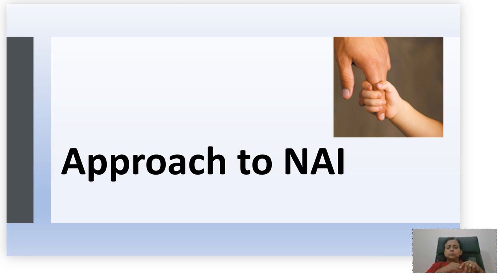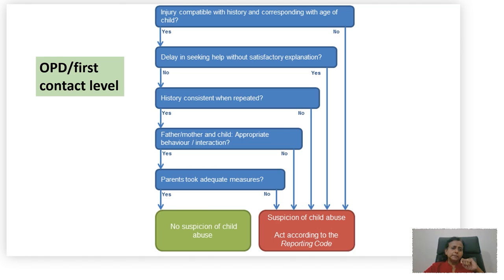So how do you approach this type of problem? Up to now we were looking at the clinical features and the types of abuse, and how you should be aware of the risk factors and see whether you can identify those risk factors to approach or suspect these children. So when you look at the approach, there are things that you should be doing first at the OPD or first contact level.